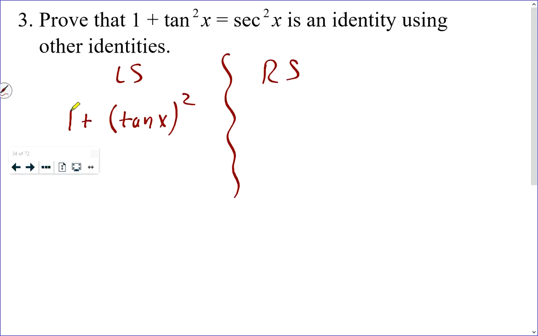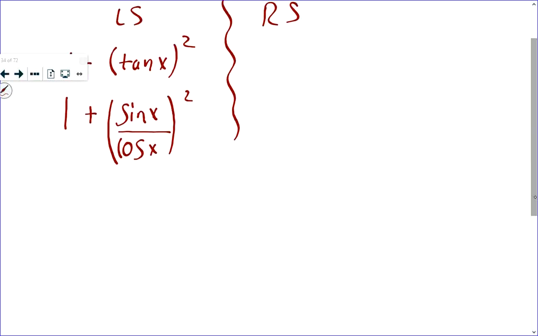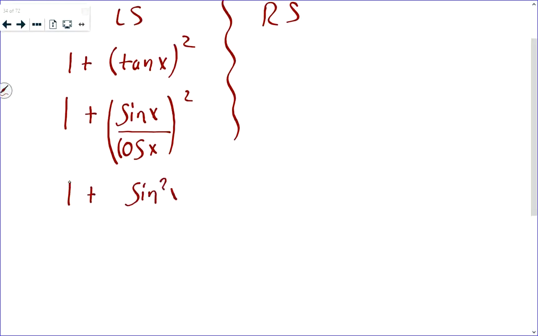Now, tangent of x is sine of x over cosine of x. And we're going to square this. So we end up with 1 plus sine squared of x over cos squared of x.